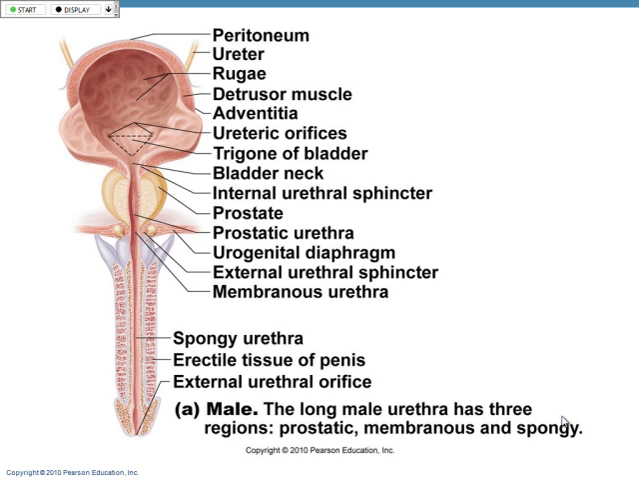So the reproductive and renal systems share the exit point of both urine and sperm in the males. So we see the male's urethra is much longer because of that fact. Also, the urethra is going to pass through some glands that are also responsible for helping to form semen. Prostate. We see that there as well.